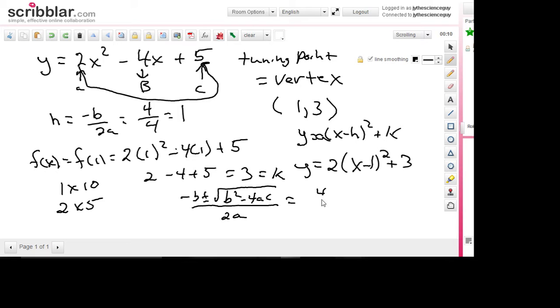So we get 4 plus or minus the square root of 16, because that's 4 squared. And then I do 4 times 5, which is 20 times 2, which is 40, and then it's minus, so this is minus 40 all over 2 times 2, which is 4. Now, when you look at this, 16 minus 40, does that give you a positive or negative number? Negative. If it gives you a negative number, that means I'm going to get an imaginary, right?